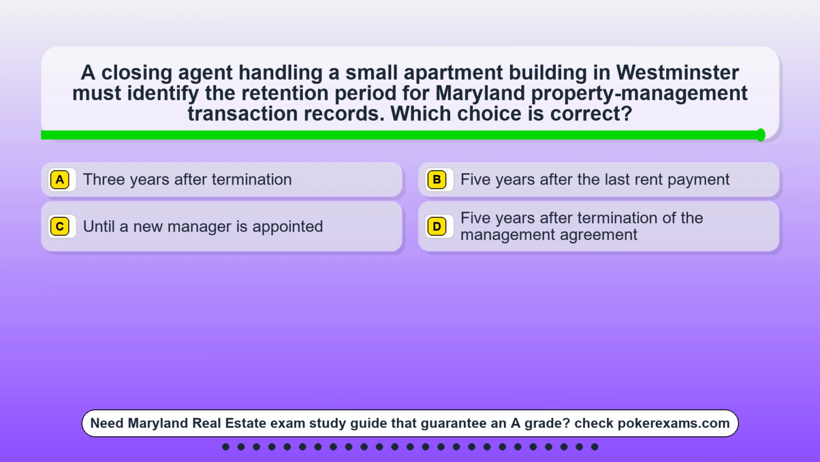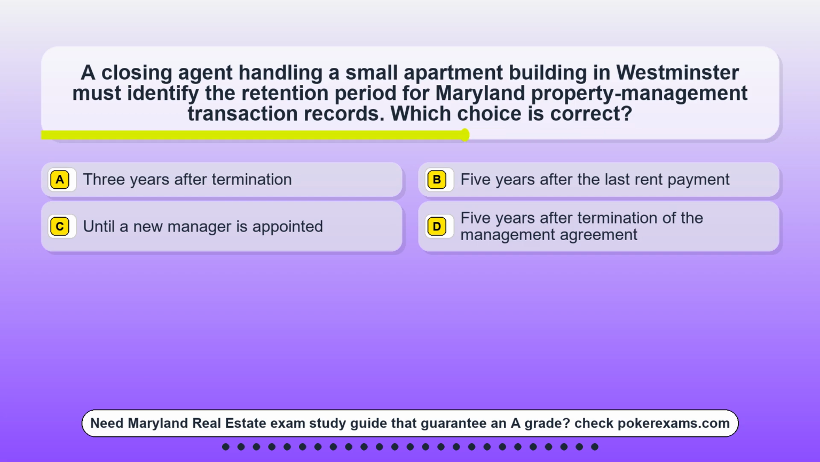Question 23. A closing agent handling a small apartment building in Westminster must identify the retention period for Maryland property-management transaction records. Which choice is correct? Option A, 3 years after termination. Option B, 5 years after the last rent payment. Option C, until a new manager is appointed. Option D, 5 years after termination of the management agreement.